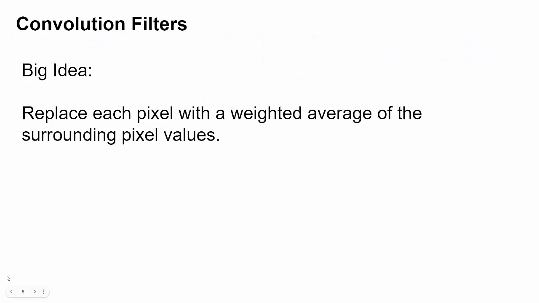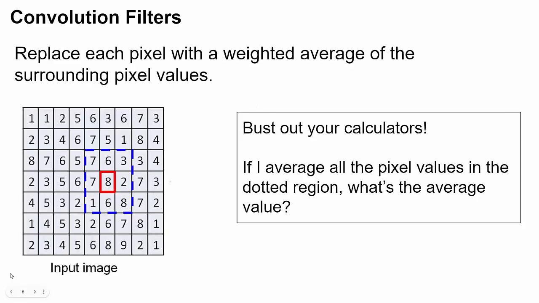The big idea is you're going to loop over all the interior pixels of an image, and you're going to replace each pixel with a weighted average of the surrounding pixels. And there's a couple of different ways that you typically see this show up when people talk about it, and I'll try and show you all the different ways.